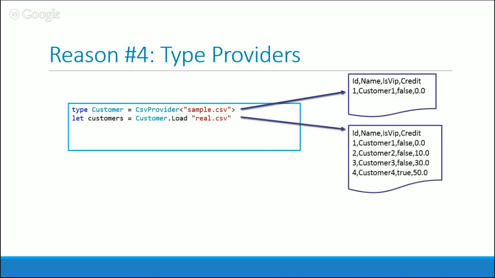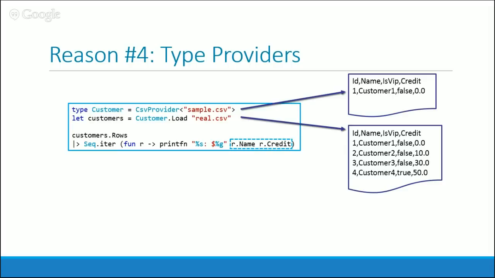And then I could use that type. It will have a method called load, and I could put a path to a real file that will have all the information that I will specify in runtime. But the interesting part is that now when I am writing the code, I already have access to the different properties that the customer will have that were inferred from that file.